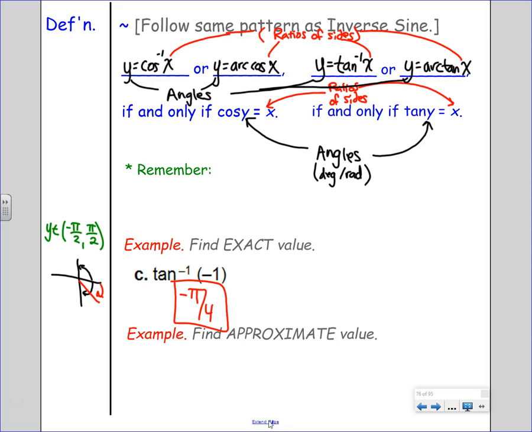I think the thing to remember is just, inverse is not reciprocal. So this, not secant. This, not tangent. No, no, no. It just means go backwards.